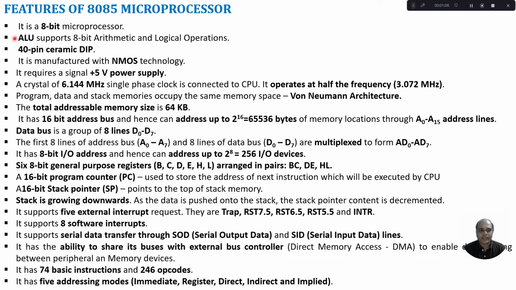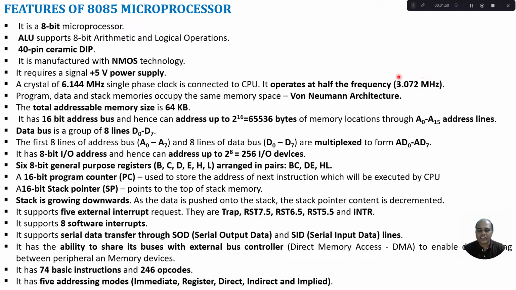It comes as a 40-pin ceramic dual inline package. So the IC is made up of a ceramic material. On each side it has 20 pins. It is manufactured with NMOS technology and it requires a power supply voltage of 5 volt. A crystal of about 6.144 MHz can be connected to the 8085 microprocessor, and this frequency is internally divided by 2, which means it becomes 3.072 MHz, and this is the operating frequency of your 8085 microprocessor.